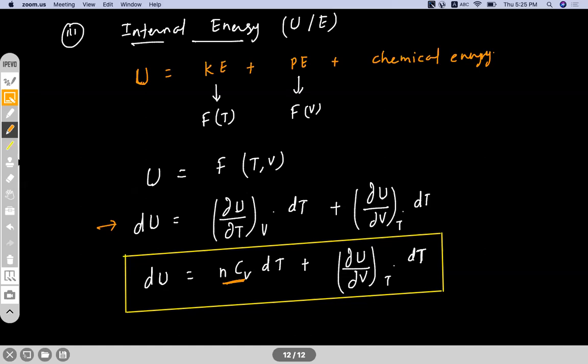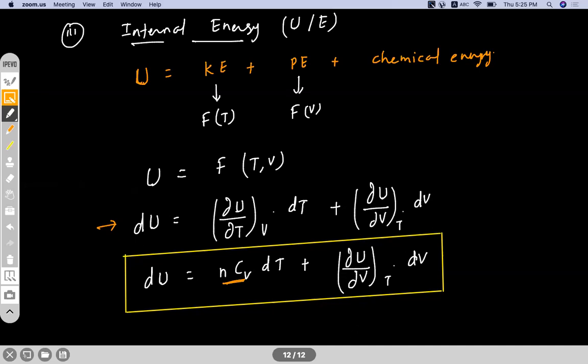Okay, the second term must be dV. This is dV, correct. Now, this is the actual change in internal energy. You must have done this formula: dU equals nCV dT. So that formula we also get from this one.